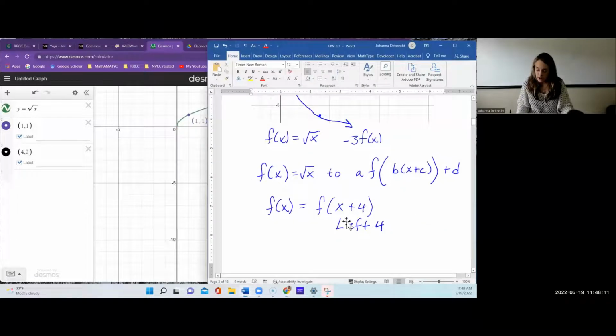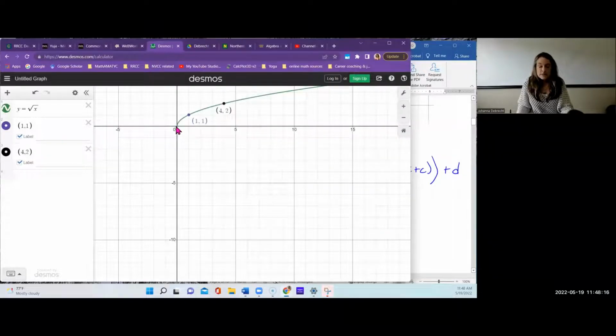Now we want to know what happens when we move it left 4. What that does to each value is it takes the x coordinate and moves the x coordinate left 4. So the point (0, 0), which I think would be better if I went ahead and typed it in so it shows up all the time, gets moved to the left 4. So it will become (-4, 0). And the point (1, 1) also moves left 4, so it becomes (-3, 1). And the point (4, 2) moves left 4, so it becomes (0, 2).